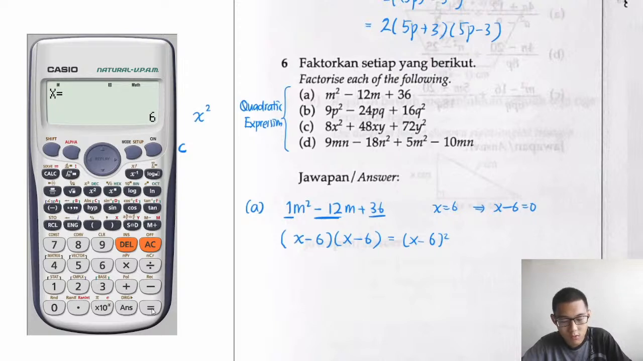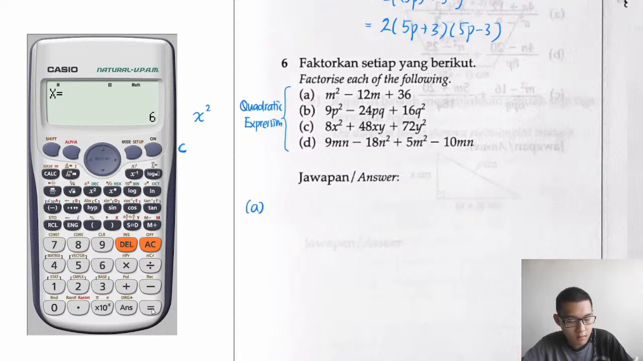Okay, so how do we answer the question with the following steps. Just now we have x minus 6, right? So we change x equal to 6 to x minus 6 equal to 0. So we try to do this one. We have m squared minus 12m, and plus 36. So this is the final one we get.